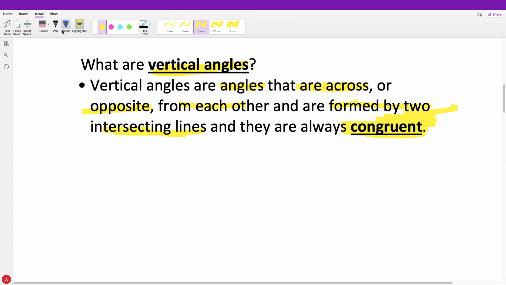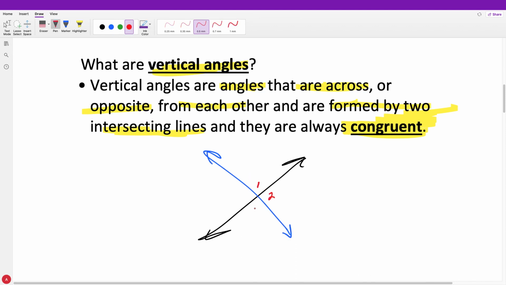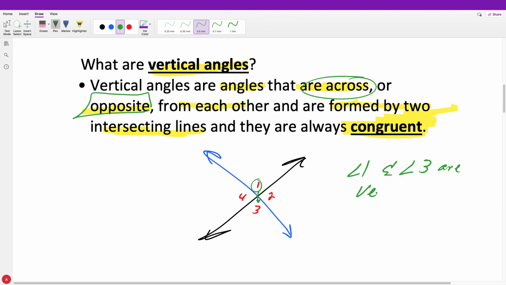Sometimes this can be nice and easy for us to identify. If I just draw two intersecting lines here, let's draw that black line and this blue line, you see we actually create four different angles. I'm going to label them 1, 2, 3, and 4. Vertical angles are the angles that are across or opposite from each other. So if I look at angle 1, which one would you say is across or opposite from that angle? That would be angle 3. So angle 1 and angle 3 are vertical angles.